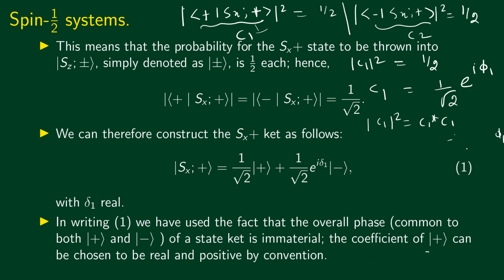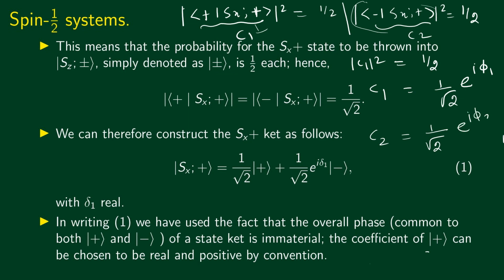You would get modulus C1 squared equal to 1 by 2 if C1 is 1 by root 2, or even if there's a pure phase factor here. All right. So let's write in general C1 is equal to 1 by root 2 e raised to I phi 1. Similarly, C2, we know that modulus C2 squared is also 1 by 2. So this means that this is equal to 1 by root 2.